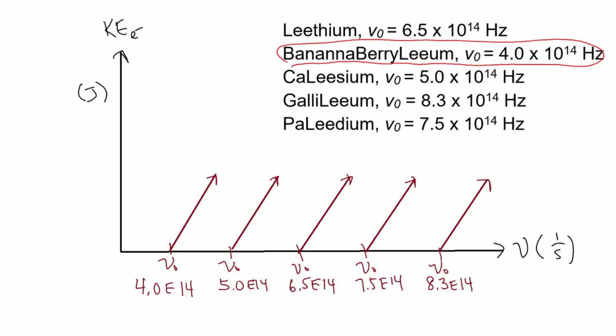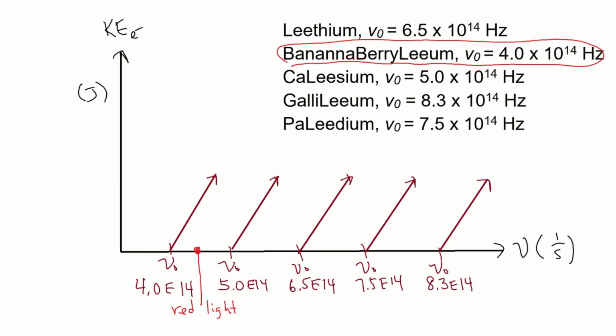So we know that the frequency of the red light must have been greater than the threshold frequency for beryllium. But it wasn't able to eject electrons from any other metal. So we know it was less than the threshold frequency of all the other metals. So we can say the frequency of the red light falls somewhere between beryllium's threshold frequency and calcium's threshold frequency.